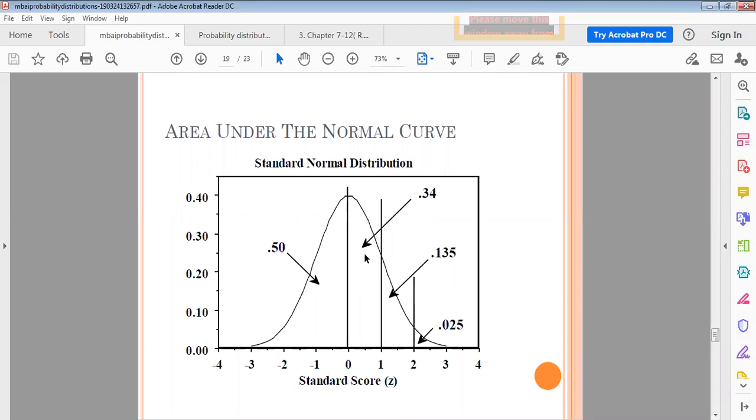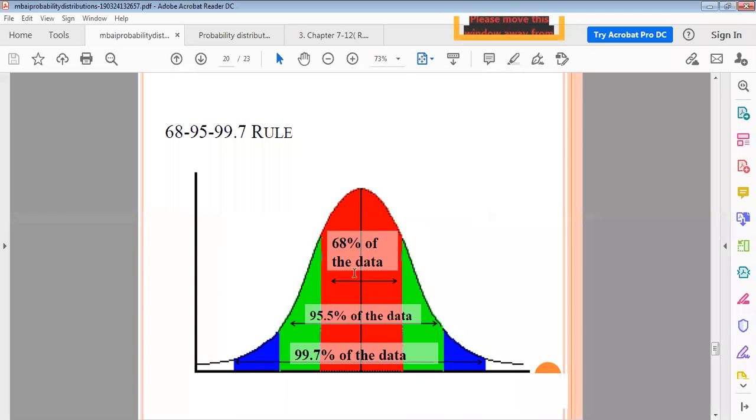One is this 50% divided into three parts. One is 1/4, and this is 0.135, and this is 3.34. We can divide it like this. Here, this is a symmetrical curve. This is the left tail, and this is the right tail. This area indicates the probability.